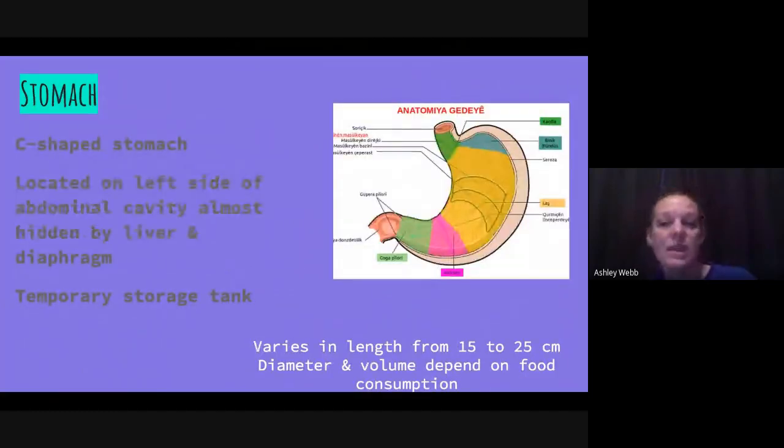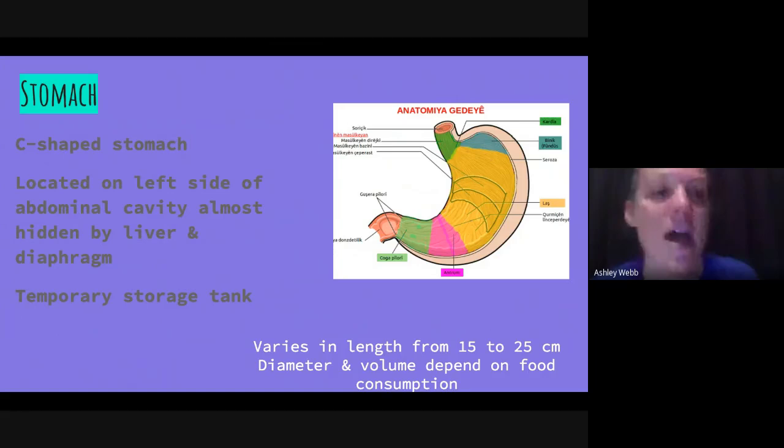Then we have the stomach. I'm not sure what happened with this PowerPoint, because as I was searching for all of the diagrams, a lot of the diagrams were labeled in another language. I don't know what happened there, but you can see the shape of the stomach. We're not going to get technical about all the parts of the stomach anyway, so it doesn't really matter.